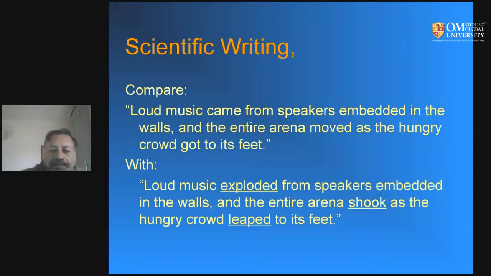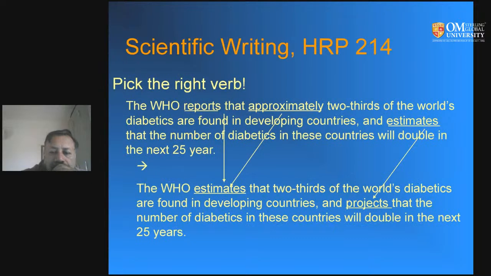Next. The WHO reports that approximately two-thirds of the world's diabetics are found in developing countries and estimates that the number of diabetics in these countries will double in the next 25 years.